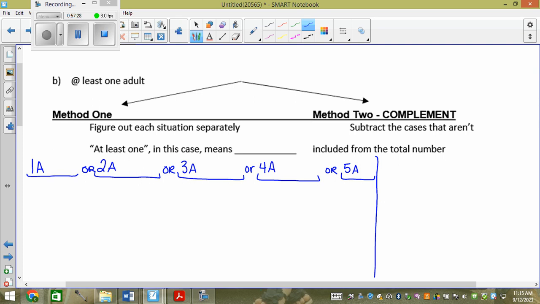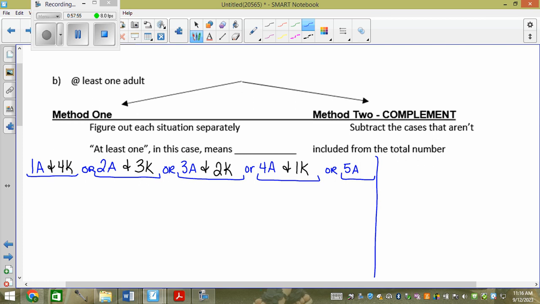5. The first one needs how many kids to supplement it? 4. The second one needs how many? 3. The third one needs 2. The fourth one needs 1. The fifth one needs nothing. It has 5, right? Could you go 0 kids? Sure.